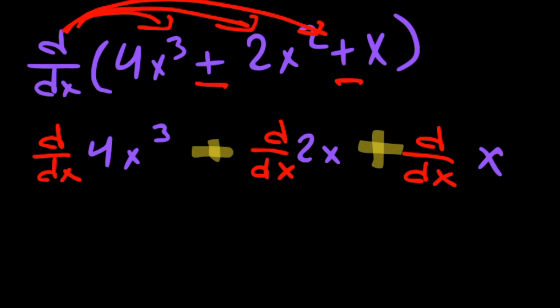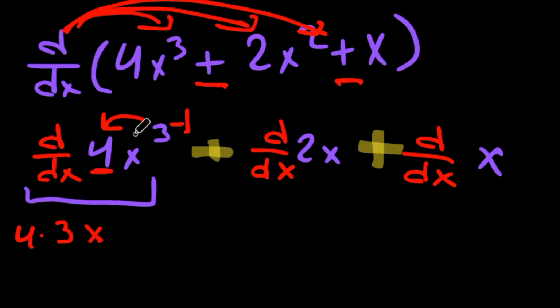So now, let's peel through this one layer at a time. First, let's find the derivative of 4x cubed. Remember what we said here? We just hop the 3 down and multiply it with this 4 while we're at it. So we're going to get 4 times 3 times x. Now this leaves 1 away, so we get 3 minus 1, which is x squared. 4 times 3 is 12. So we get 12x squared for the first derivative here.